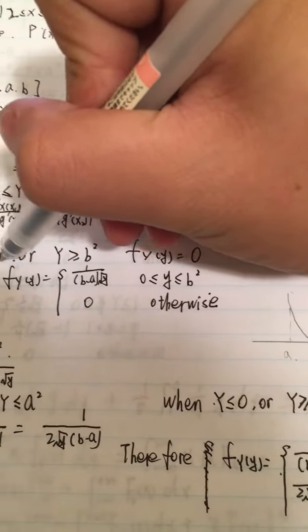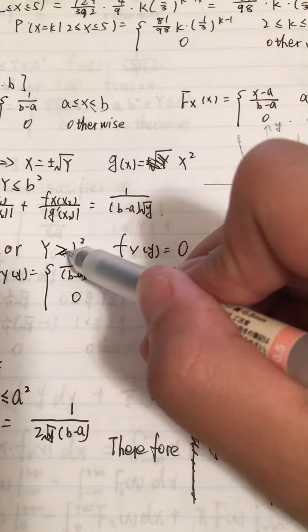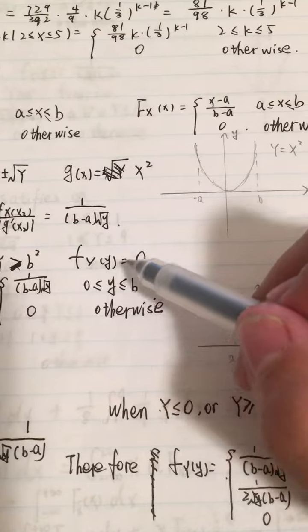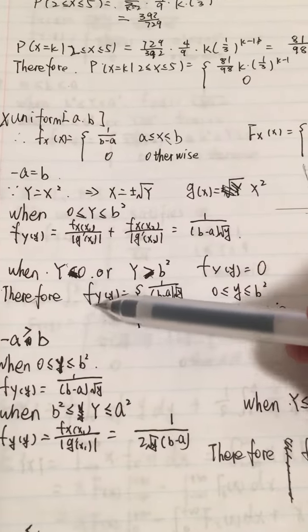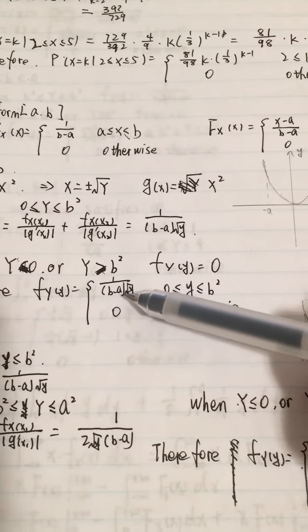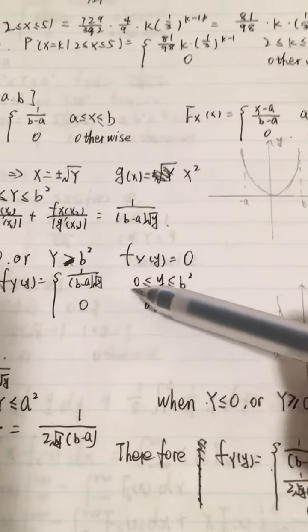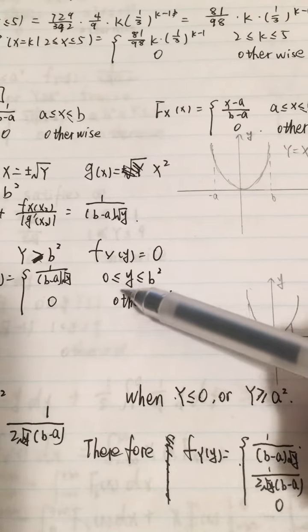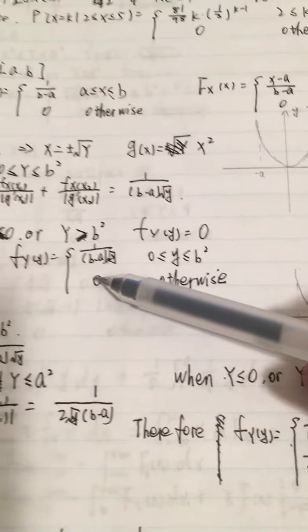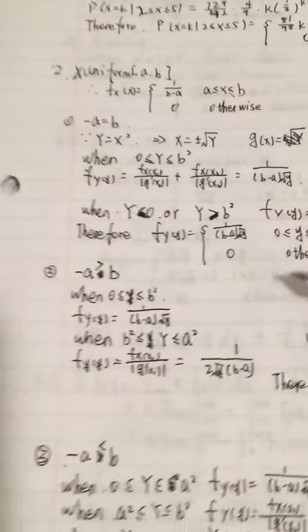When y is less than 0 or is greater than b squared, the fY of y equals 0. So therefore we can get the formula: fY of y equals 1 over b minus a multiplied by y to the 1 over 2 when y is greater or equals to 0 and is less or equals to b squared, and fY of y equals 0 otherwise.